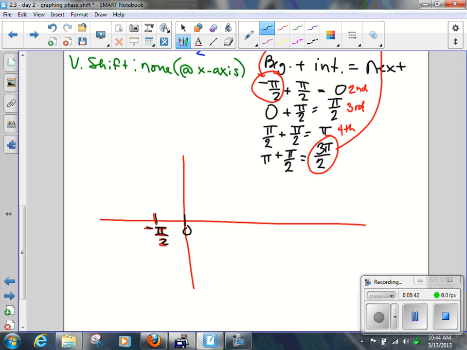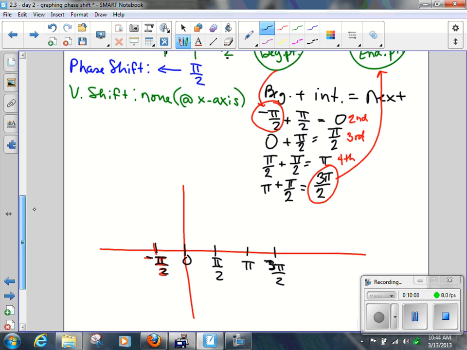You need to mark it. Just because it's the origin, you still need to mark it. It's a critical point. Equally space the next one, pi over 2. Equally space pi. Equally space 3 pi over 2. All right, that's a 3. They're equally spaced.